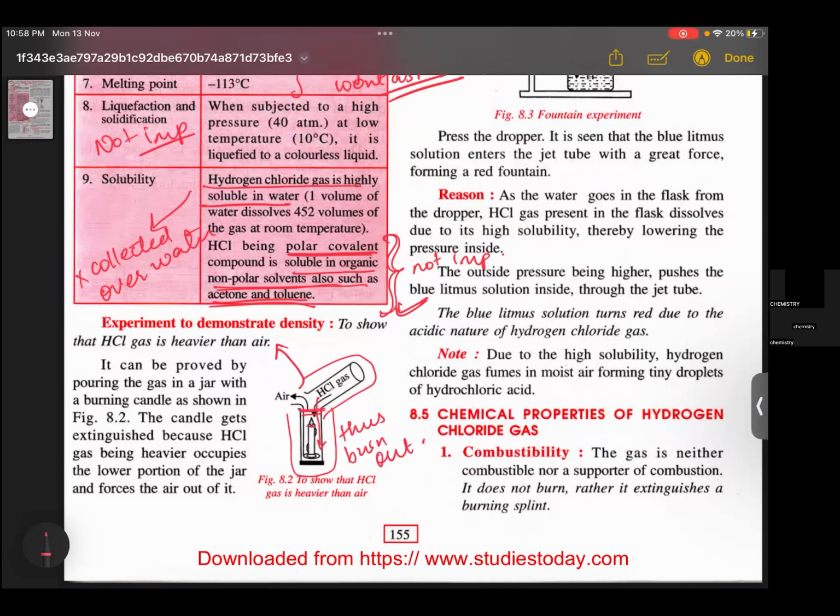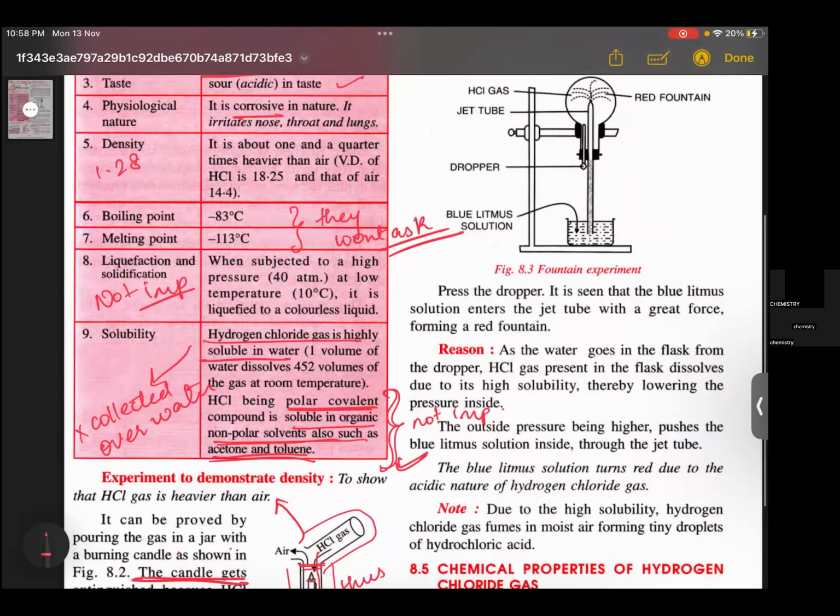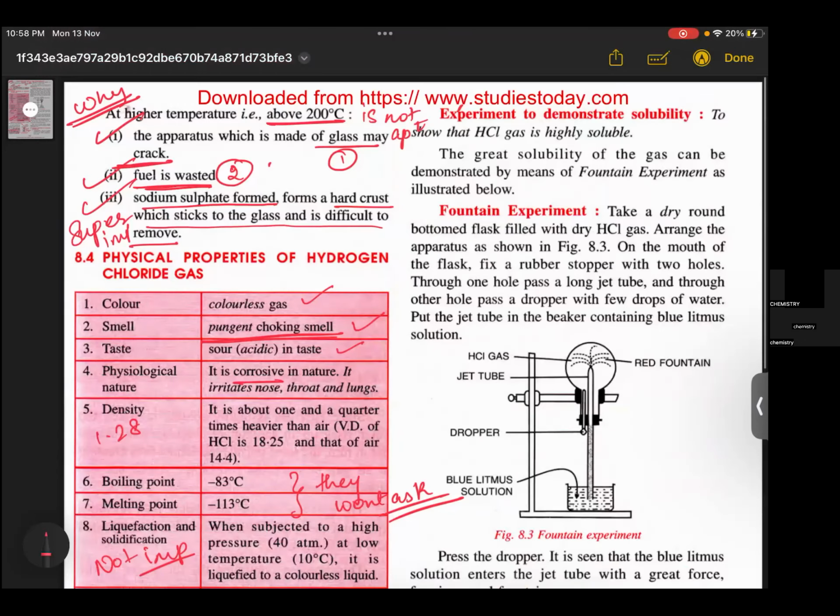So let's just read it. It can be proved by pouring the gas of a jar onto a burning candle. The candle gets extinguished. This you need to know. Because hydrogen chloride gas, being heavier, occupies the lower portion of the jar and forces the air out of it. Now, your next experiment is to demonstrate the solubility. The previous experiment was to demonstrate that hydrogen chloride gas is heavier than air. Now we're going to demonstrate the solubility of hydrogen chloride gas.